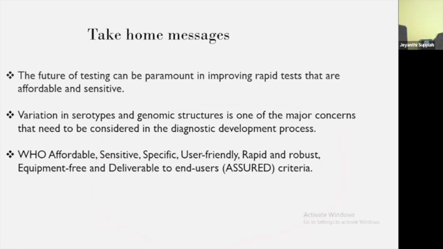So we have come to the end of the presentation. So here are some take-home messages. The future of testing can be important in improving rapid tests that are affordable and sensitive. But there are challenges, especially variation in serotypes, dengue serotypes, and genomic structure is one of the major concerns that need to be considered in the diagnostic development process.